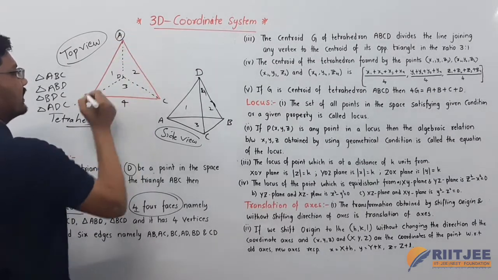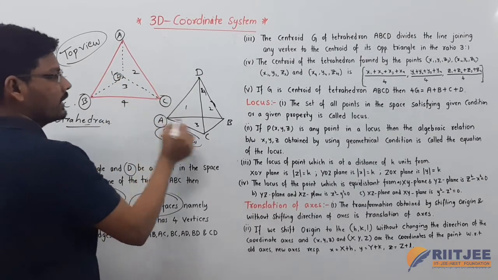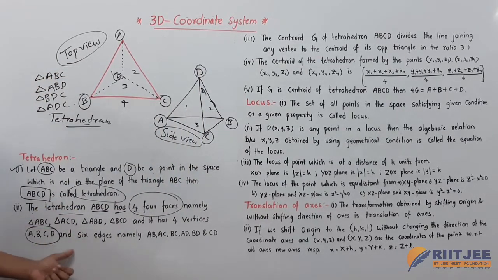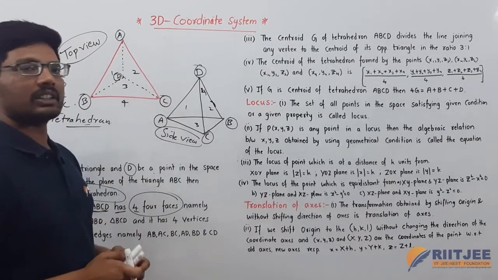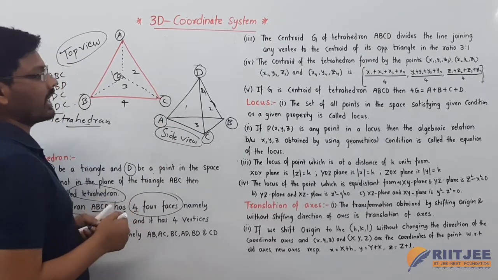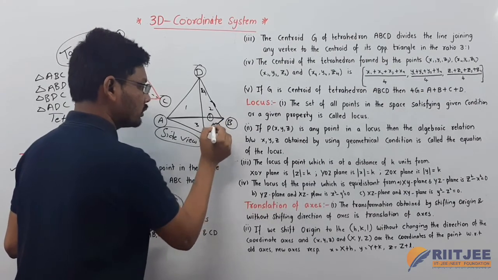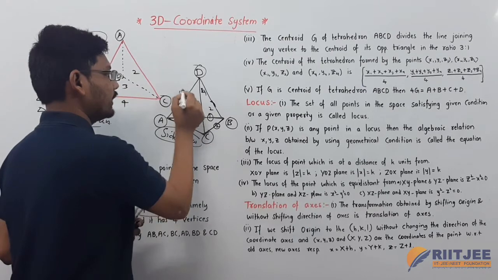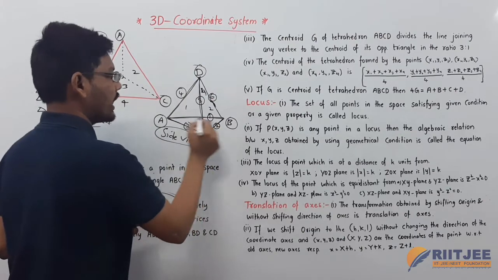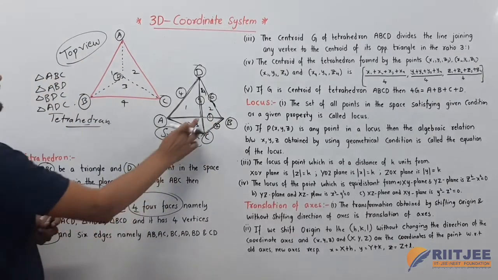And we have 4 vertices. This is 1 vertex, this is 1 vertex, this is 1 vertex, and this is 1 more vertex. Here we have 4 vertices A, B, C, D, and it has 6 edges. If you look into the diagram, here we have 6 edges. This is 1, 2, 3, 4, 5, 6. Six lines are there in this diagram.